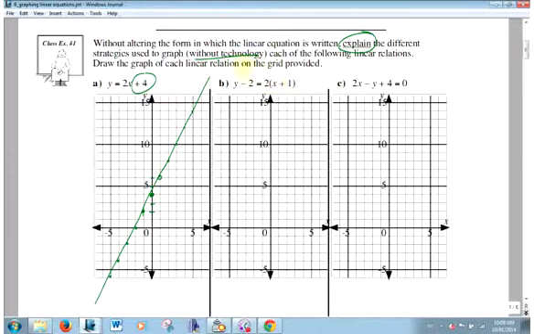Second one. What form is this? You need to know by looking at it.